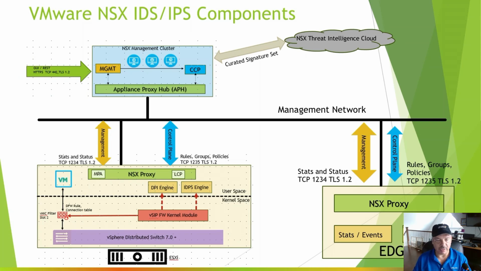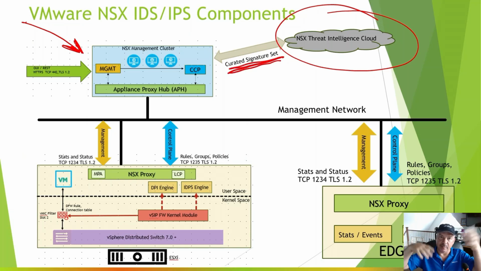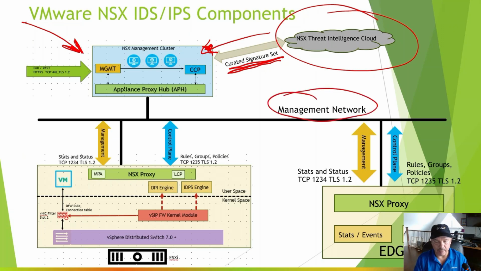First of all, we see here we have our NSX Manager over here. We have the NSX Threat Intelligence Cloud, so that's the VMware cloud I was talking about. And you see these curated signature sets. So again, VMware collects all these signatures from different sources, curates them together, and the NSX Manager downloads these signatures. Now, you'll see we've got our management network here, and remember, we've got management plane traffic and control plane traffic. So I've got the control plane in blue here and the management in orange or whatever.